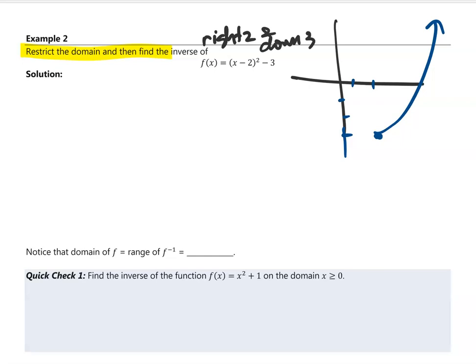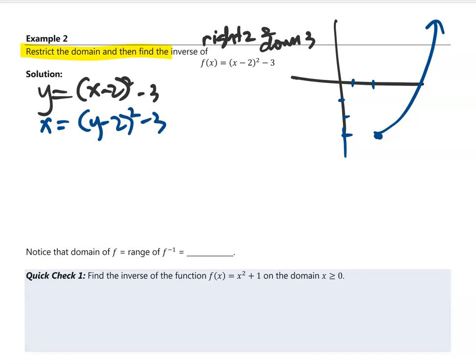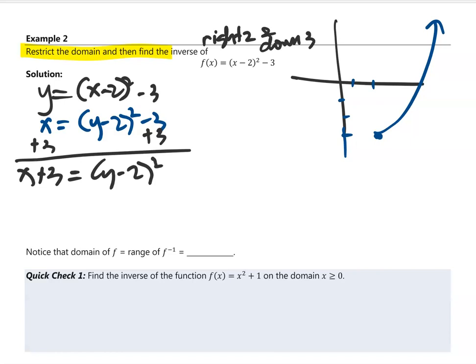Okay, so let's do that. So f of x, that's equal to y equals (x minus 2) squared minus 3. Then switch x and y. So x is equal to (y minus 2) squared minus 3. Solve for y. So add 3. x plus 3 equals (y minus 2) squared. Then to get rid of the square, square root both sides. Now this is y minus 2. Now the square root of this is positive, negative.